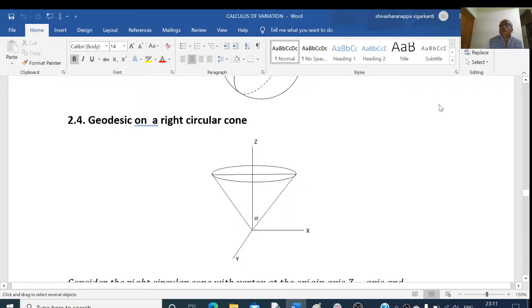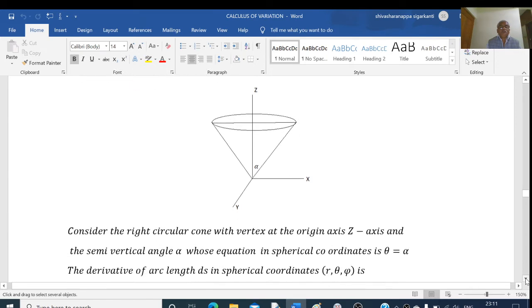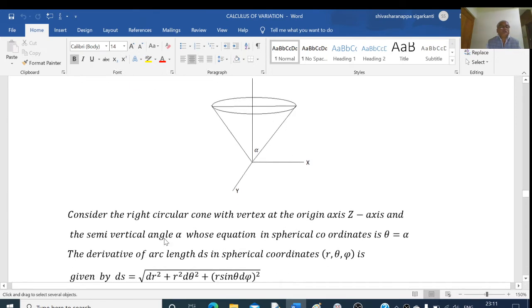In this video, we find the geodesic on a right circular cone. So this is the cone. Consider the right circular cone with vertex at the origin, axis along the z-axis, and semi-vertical angle equal to alpha.